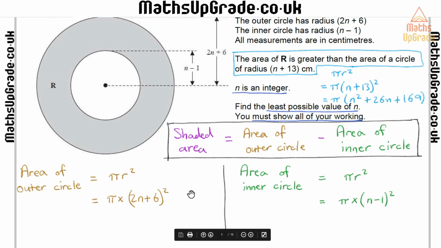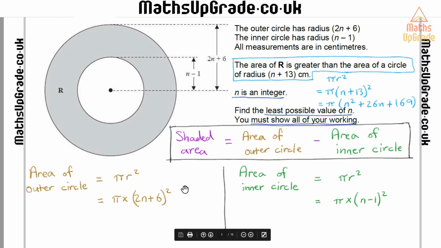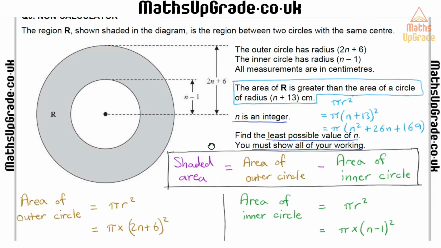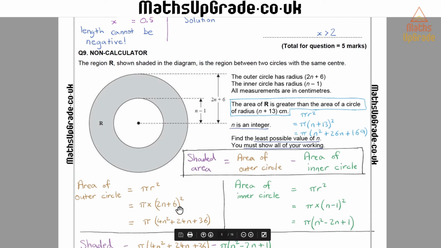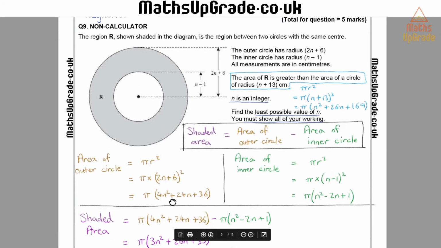Let's find the area of the outer circle. Remember, area is given by pi r squared, so pi times the radius squared there would give me pi times 2n plus 6 all squared. Expand the brackets and you get this. So that's the area of the outer circle. The area of the inner circle, again, is pi r squared. Here's the radius. Expand it and you get this expression here.